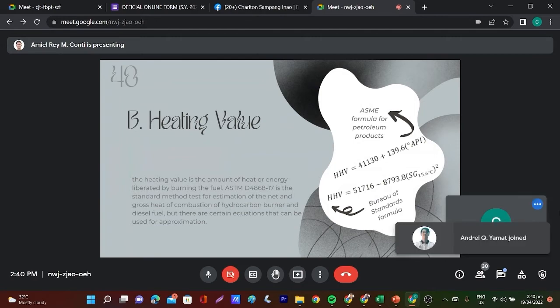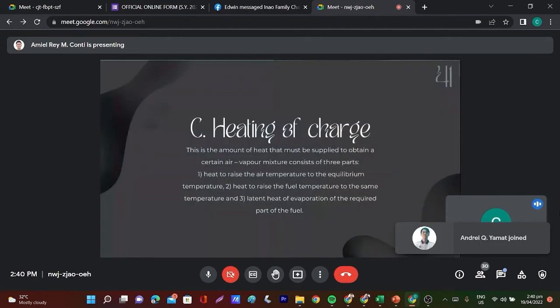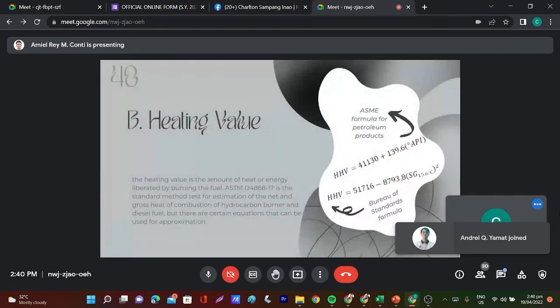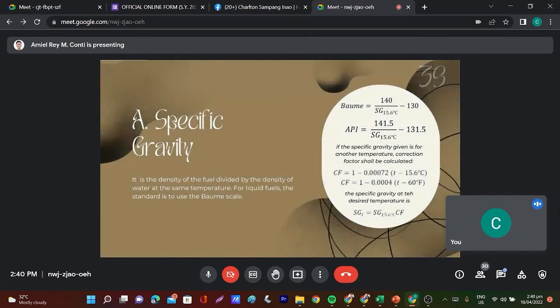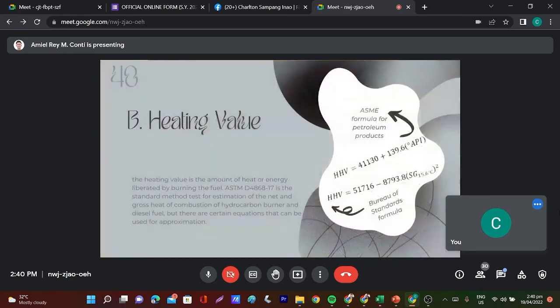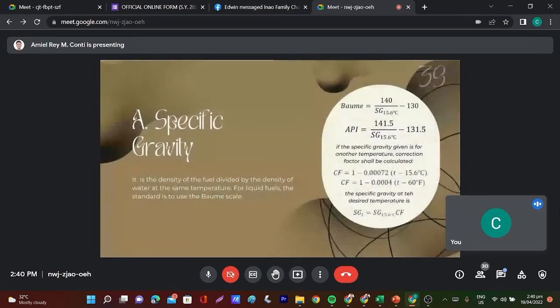Okay. Next. Formula yan? 141.5? Oh, ganun. Opo. Sa petroleum products po. Kunin niyang degrees. Yung given po dun po sa Baum po. Pag po kailangan po kasi lagi po siya 15.6. May given na dyan sa degrees. Opo. Ayun, yung 141.5 divided by specific gravity at 15.6 degrees centigrade. Okay.